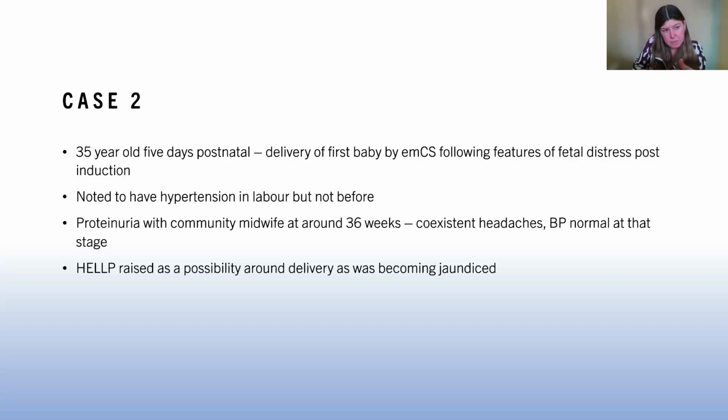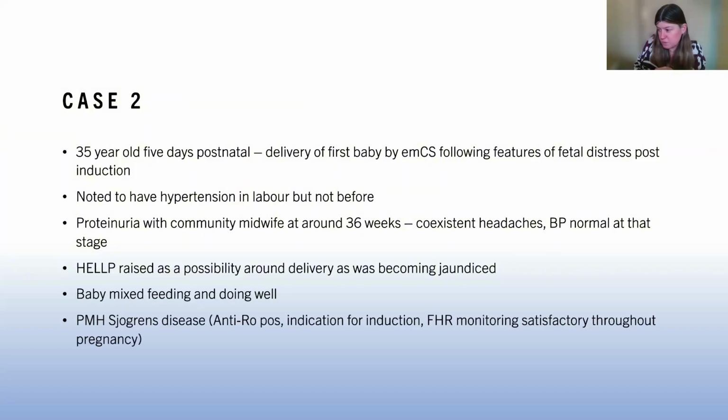So then the team who were looking after her noticed that she was starting to become jaundiced in the immediate postnatal period. And they said maybe she's had HELLP because of the fact that she was hypertensive in labour. The baby was doing well and was mixed feeding. And her past medical history was that she had Sjögren's disease. She was anti-Ro antibody positive, which can have an impact on fetal heart rate. So throughout pregnancy, she'd been having fetal heart rate auscultation, which had been okay. And this was the indication for her induction of labour.